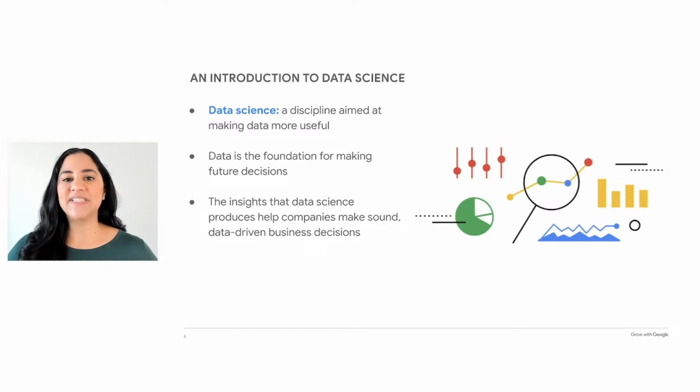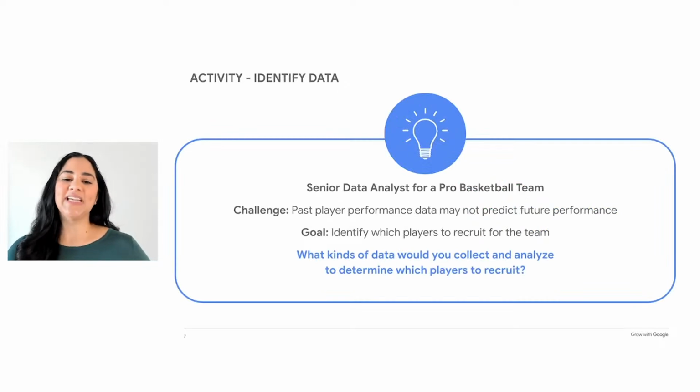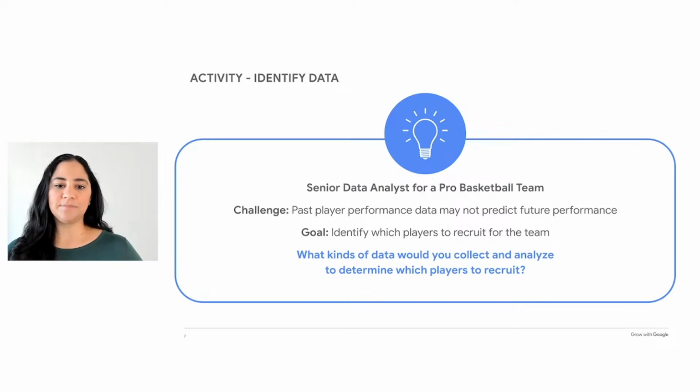Now that you know a little more about data science, let's try a short activity to engage your analytical thinking skills. In this activity, you're a senior data analyst for a professional basketball team. It's your responsibility to help management identify which players to recruit for the upcoming season. To do this, you need to predict a player's future performance based on past and current data. But metrics and findings from past player performance data may not always predict how they will perform in the future. So you need to analyze the reliability of past performance to determine future performance. And you need to examine which particular features of past performance are most predictive of future performance.